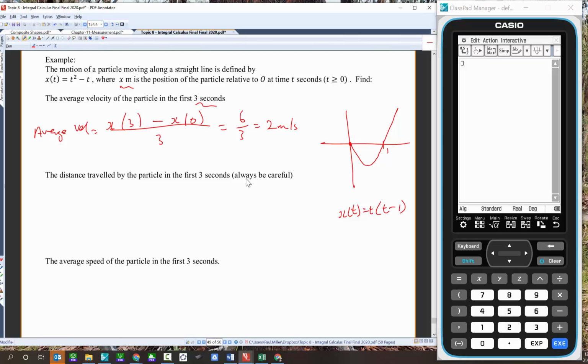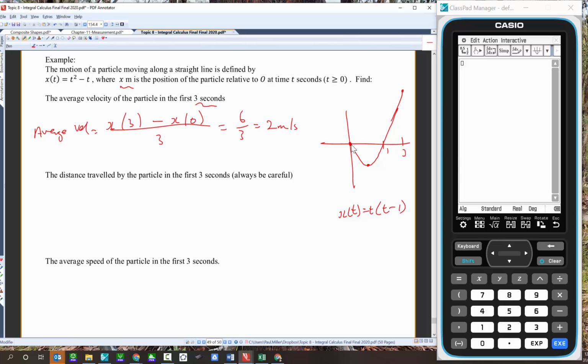Okay, the distance travelled by the particle in the first 3 seconds. Always be careful. How far has it gone? What's happening here at the start is the particle is moving to the left of the origin. At this point here, the particle changes direction and starts moving to the right. It's still left of origin, but it's moving to the right. Now it's right of the origin and moving right. And, this is not to scale, it's going to end up at point 3.